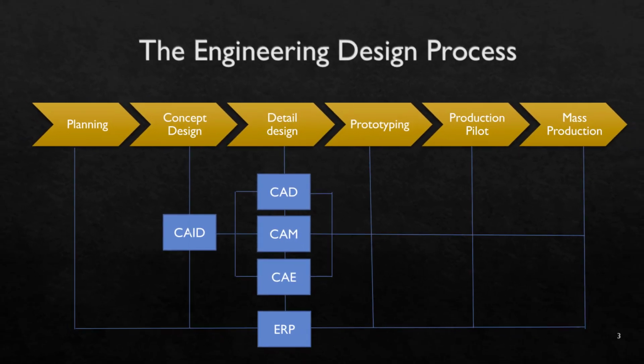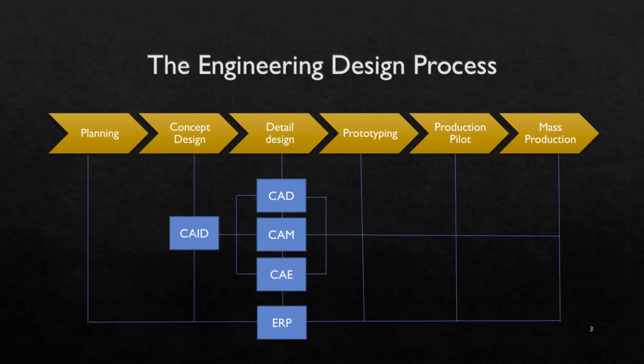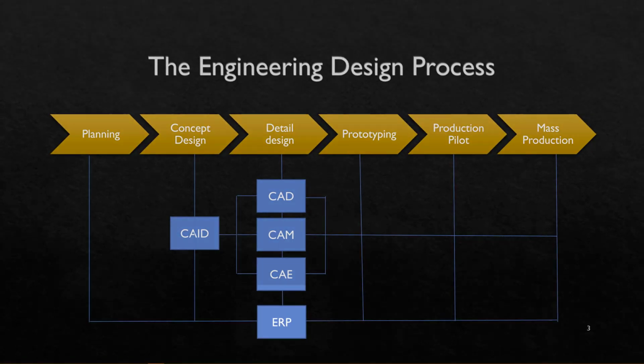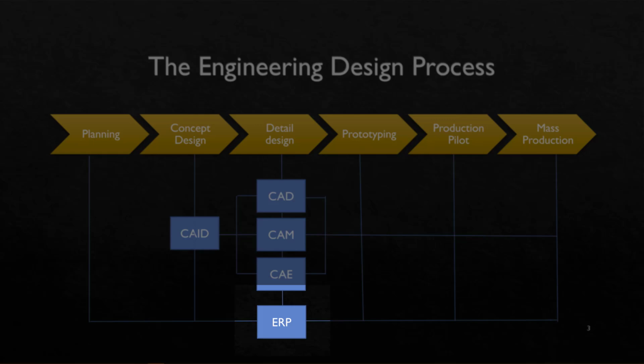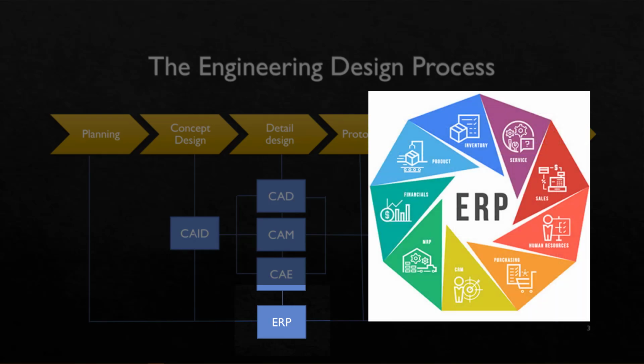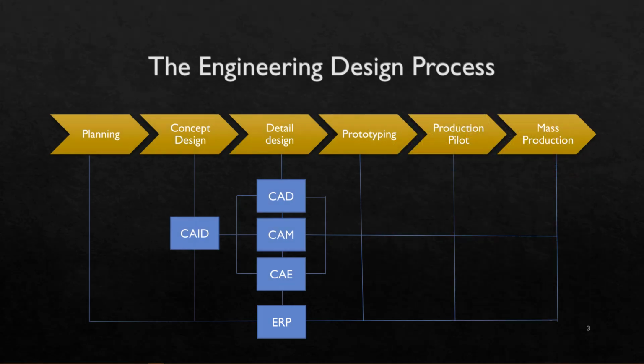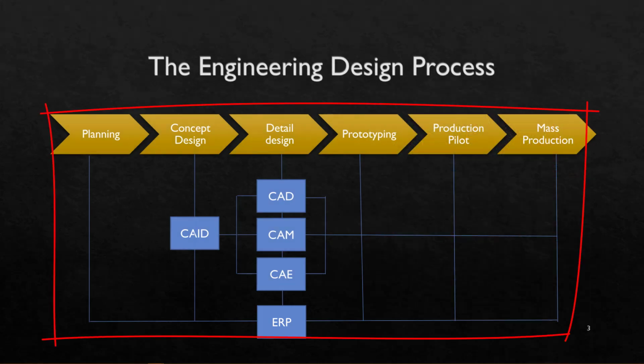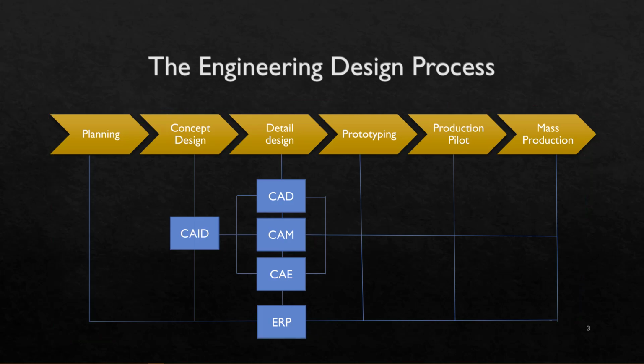And all of this is controlled by software called ERP, or Enterprise Resource Planning. This is where the company's resources like manpower, raw material, and machine capability will be monitored. This shows how technology has been integrated in today's manufacturing process.